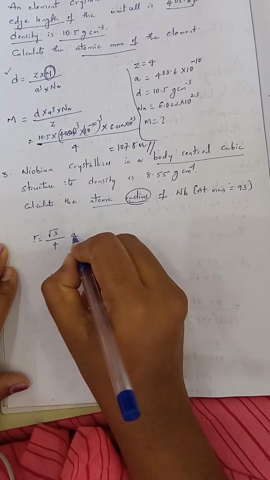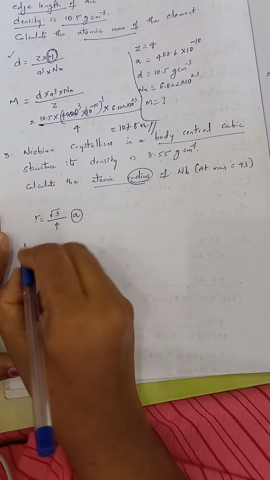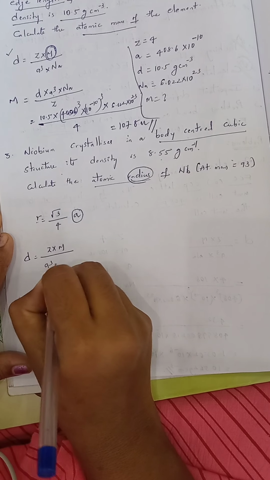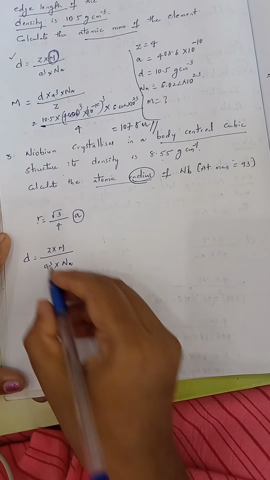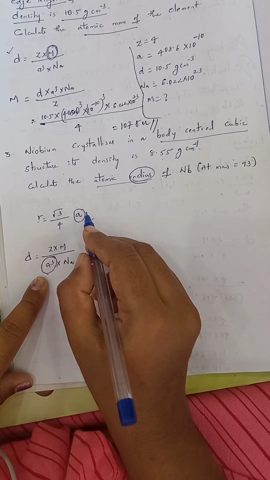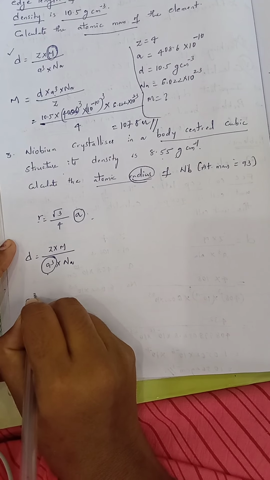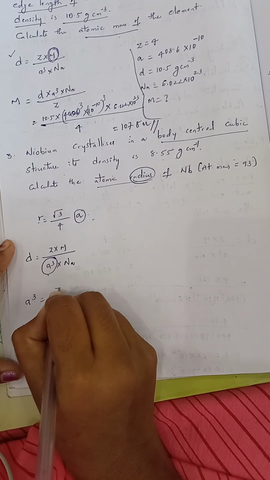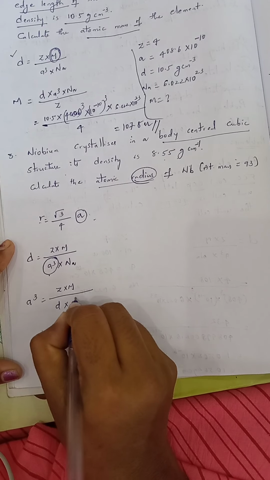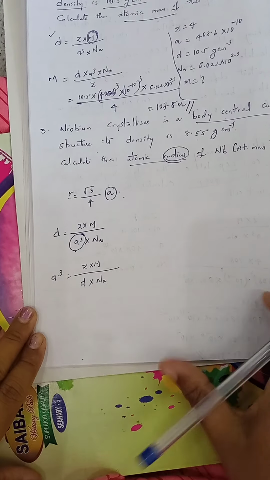So to find out the R value, first you want to know the edge length. Edge length can be calculated from the density formula. Density D is equal to Z into M divided by A cube into NA. But now here we want to find out A cube first. From this A cube you want to find out A. From that A you want to find out the radius. First separate this A cube. Now A cube becomes equal to Z into M divided by D into NA. This is the formula now to calculate the A cube value.